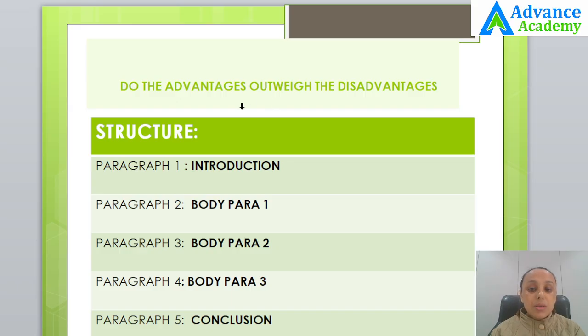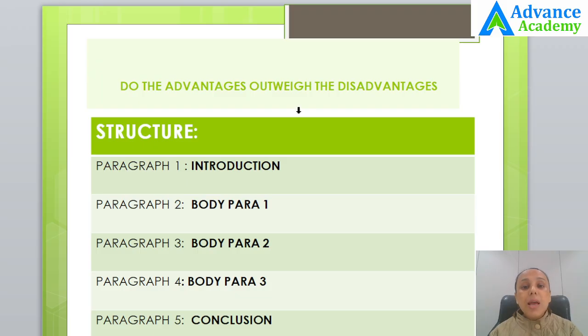So you can see from the prompt statement that this is not a plain discussion type essay. Rather, this is a comparative essay where we need to compare the positive and negative aspects of a particular situation that has been given in the topic, and then we need to provide an answer whether the benefits are bigger than the drawbacks or whether the drawbacks are bigger than the benefits.